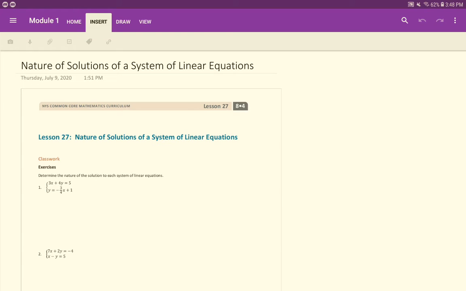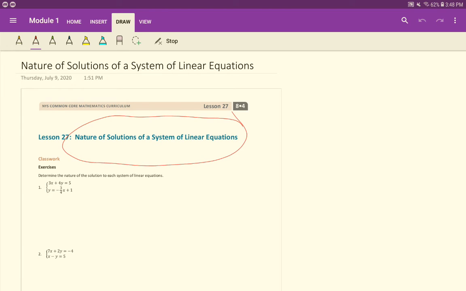Hello everyone. This is lesson 4 in module 1 for the contemporary math class. I will be reviewing the nature of the solutions of a system of linear equations. Again, you should have this note sheet up in front of you, for those students that are working through this, so you can follow along.